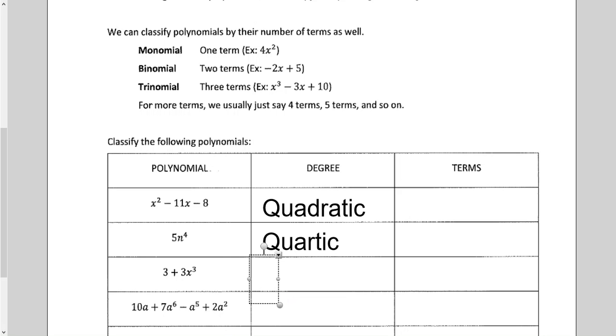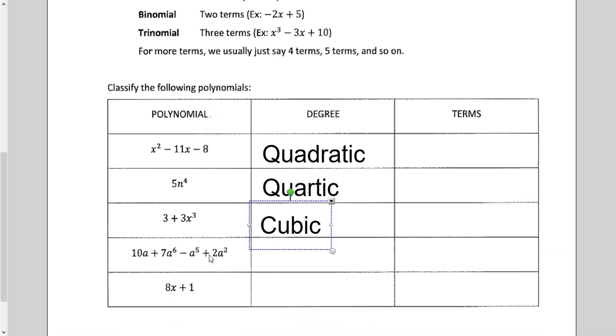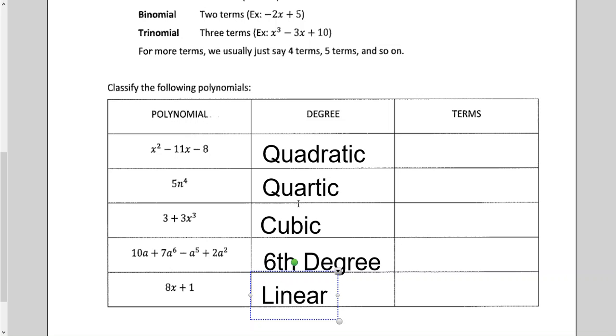Oops, where am I typing? Cubic function. Here, the highest degree that I see, the exponent is a 6. So we can just call this a 6th degree. And then here, the x, there's a degree of 1 here, even though we don't see it. We know it's there. So whenever it's the degree of 1, we call it a linear. The reason we call it a linear is because when you graph this, you would see a line. All right, so these are the ways we can classify based on their degrees.